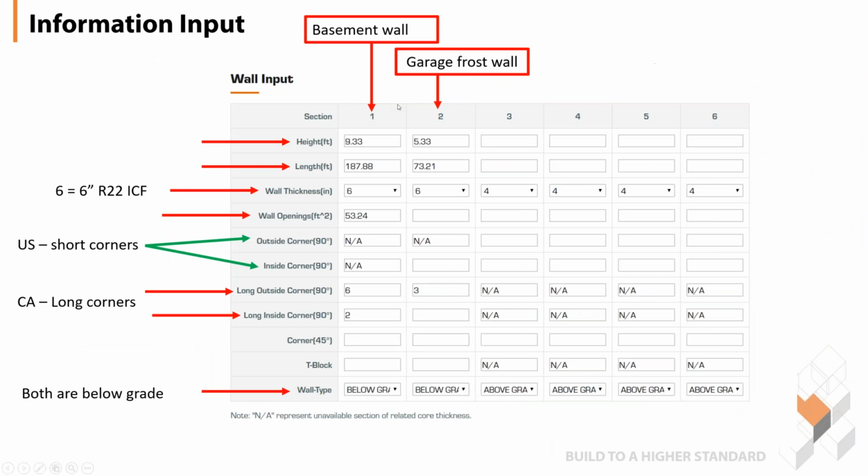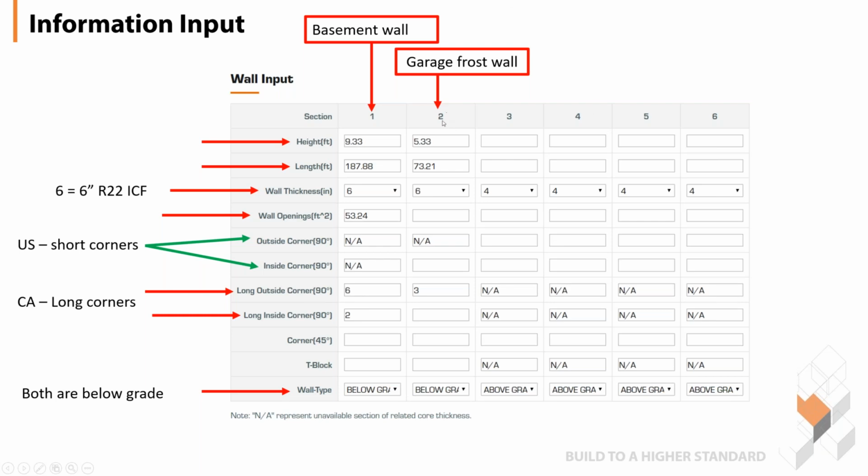So taking all that information, on section number 1, we're going to enter the basement wall. As I mentioned, we're going to put in 9.33 feet or 9 feet 4 inches. The length of the footage is 187.88. The wall thickness in this case is a 6-inch R22. And the drop-down menu will either take a 6-inch or an Amvic Plus R30 if it is the R Plus or the Amvic Plus product that is used. We enter the window wall openings. In this case, because it is a project in Canada, we have 6 long outside corners and 2 long inside corners, and it is a below-grade wall.